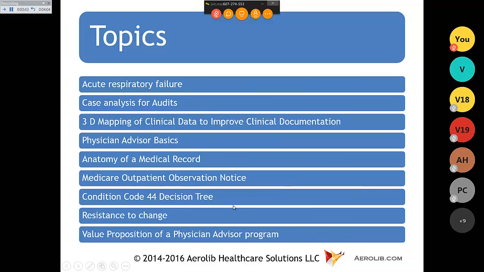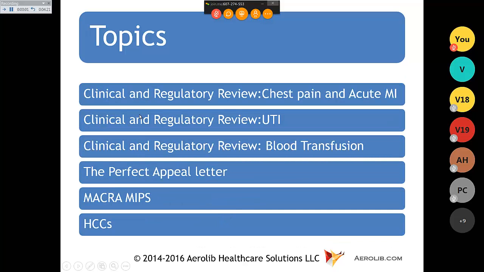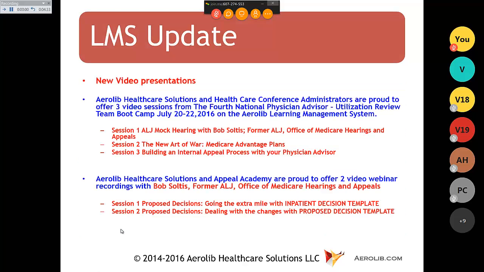In addition to these topics, we've also put in acute respiratory failure, case analysis for audits, 3D mapping of clinical data, physician advisor basics, anatomy of a record, the Moon notice, condition code 44, and the value proposition of a physician advisor program. The ones added in the last 3 months are chest pain, acute MI, and UTI. Coming up are blood transfusions and MACRA MIPS; HCCs is already on. The perfect appeal letter is being made right now.